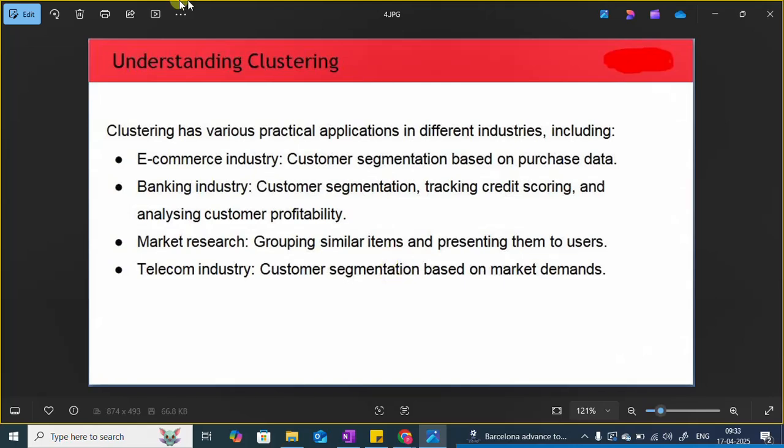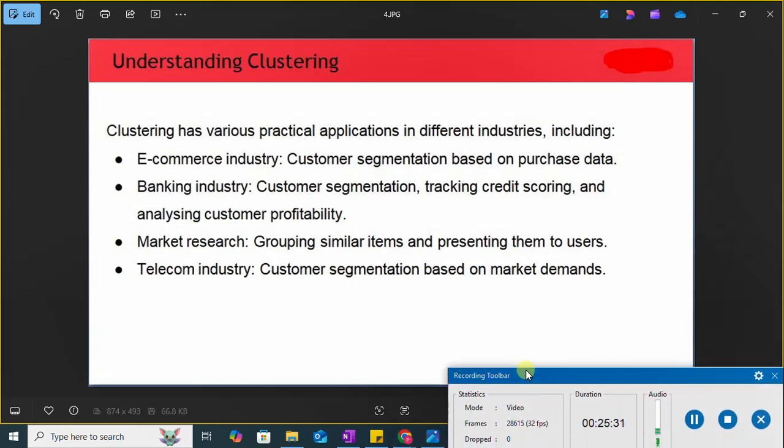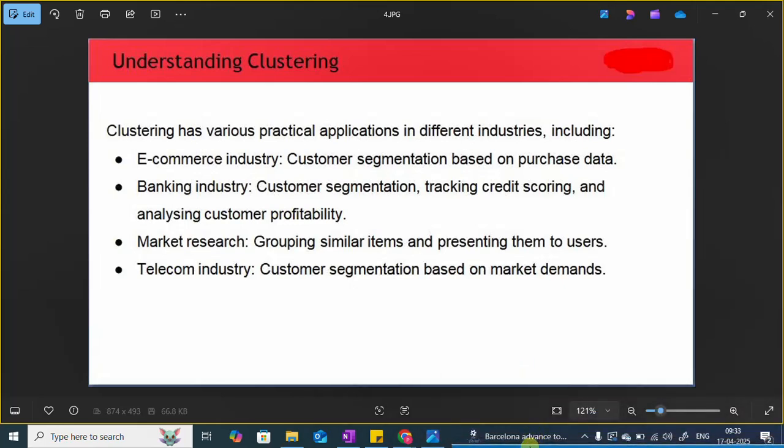Now coming to the e-commerce industry: customer segmentation based on purchase data. Banking industry: customer segmentation, tracking credit scoring, and analyzing customer profitability. Market research: grouping similar items and presenting them to users. Telecom industry: customer segmentation based on market demand and so on. So these are the different industries where we use the clustering technique. Clear, guys?